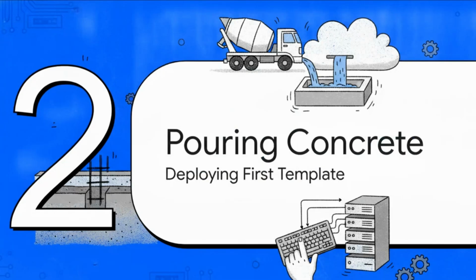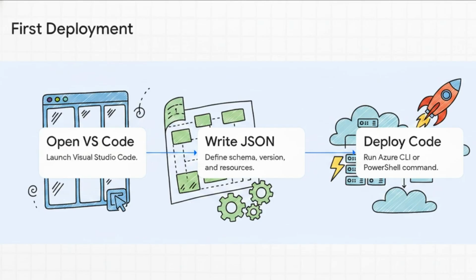Moving right along to part 2, pouring the concrete, where we'll be deploying your first template. Now, if you're following along at home with our first exercise, here is exactly how you bring that static blueprint to life. Step 1, open up Visual Studio Code. Actually, a quick tip, if you install the official Azure Resource Manager Tools extension, it makes this incredibly easy by automatically highlighting your syntax. Step 2, you write out that basic JSON structure we just talked about.